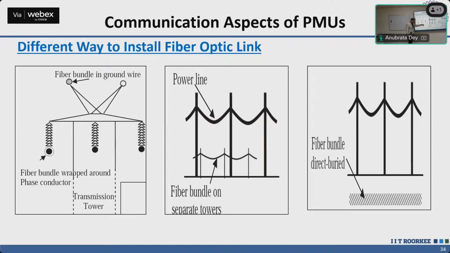This is your transmission tower. You can also install a fiber bundle separately here, and the other way, you can install it at the ground level. So there are various ways. I don't know which method is used by utilities in India. You can tell me. This first one, I think. This is the common one.